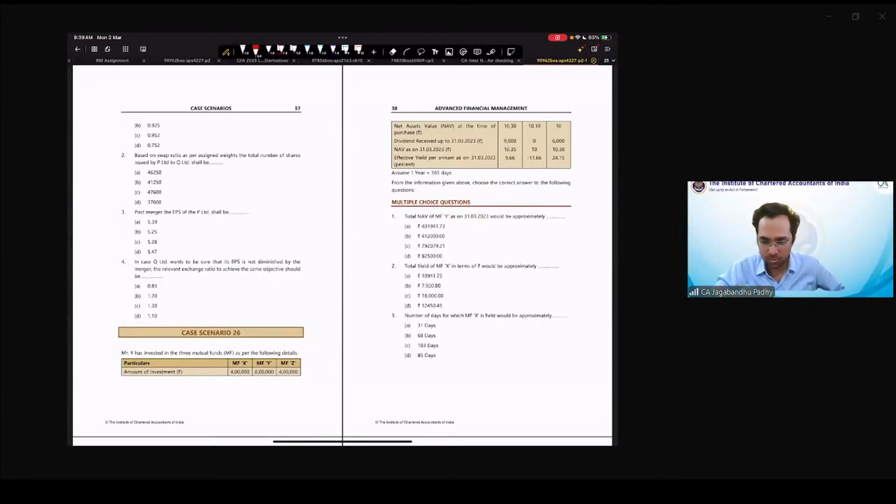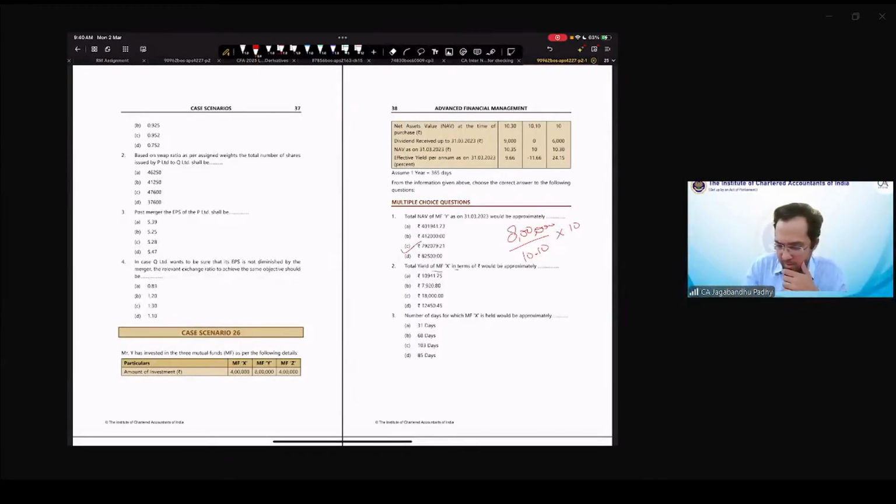C, sir. Option C. How do you get it? Amount of investment divided by initial NAV will get the number of units. 8 lakh divided by 10.1 gives you the number of units, and then you multiply it by 10, which is the closing NAV. So 8 lakh divided by 10.1 into 10. So what is this? 7 lakh 92.